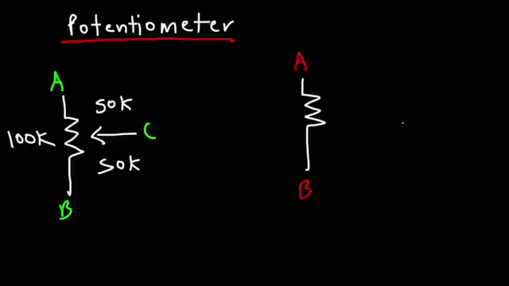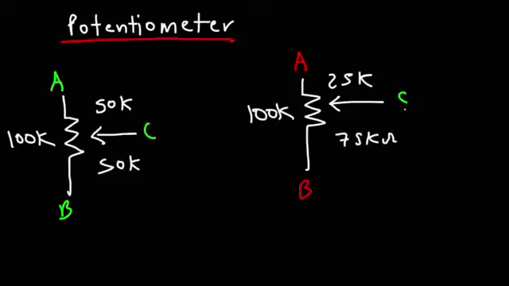So let's say we move up point C closer to A. And this is still a 100K resistor. So the 100K potentiometer will still have a resistance of 100 kilo ohms between point A and B. That's not going to change. What changes is the relative resistance between A and C and B and C. So now, if the resistance between A and C is 25K, the resistance between B and C will be 75 kilo ohms. The sum total will always be 100 kilo ohms.